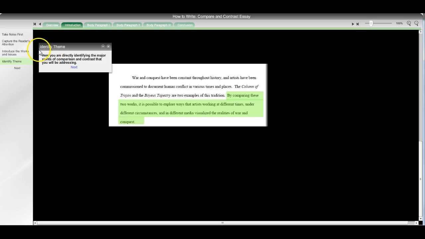Number 4, identify your theme. Here you are directly identifying the major points of comparison and contrast that you will be addressing. And an example of it is here in this paper. By comparing these two works, it is possible to explore ways that artists working at different times, under different circumstances, and in different media have visualized the realities of war and conquest. Next screen.